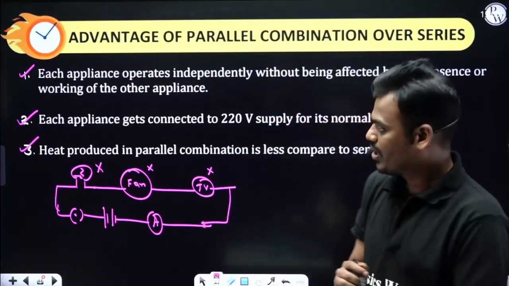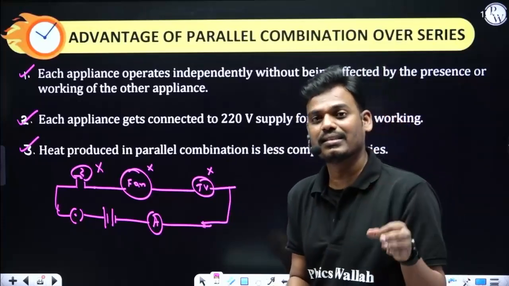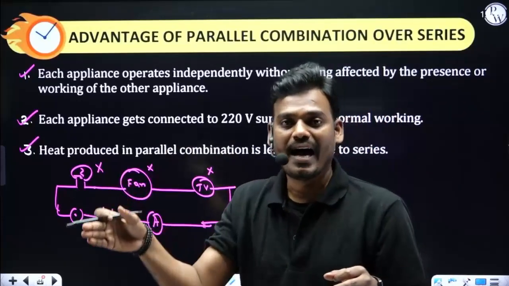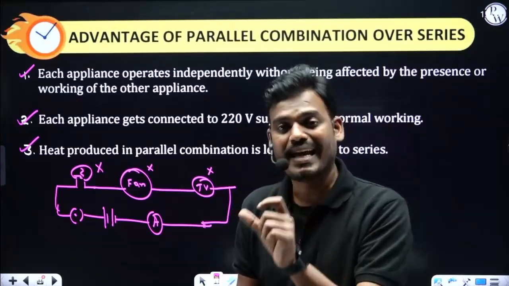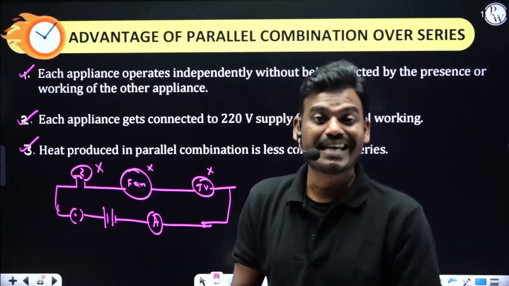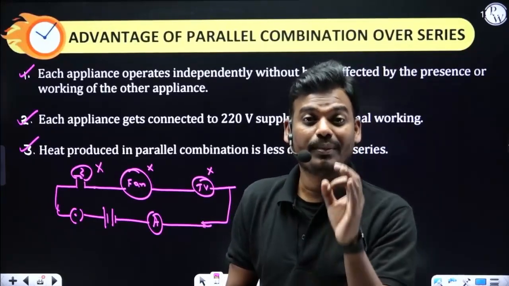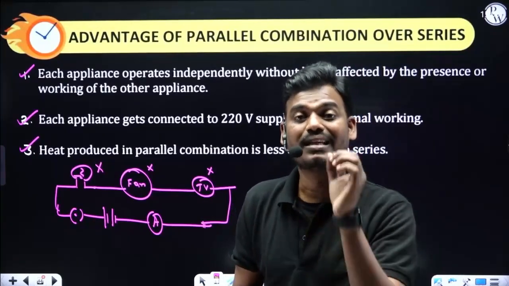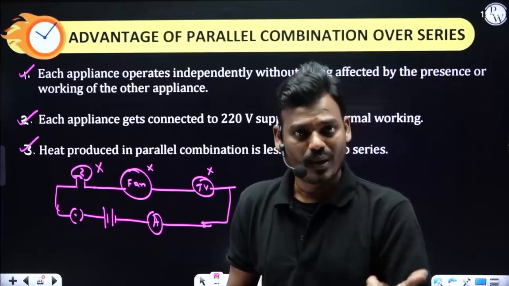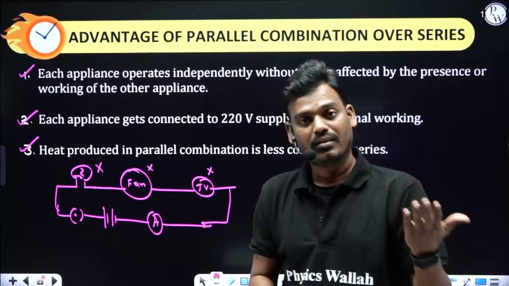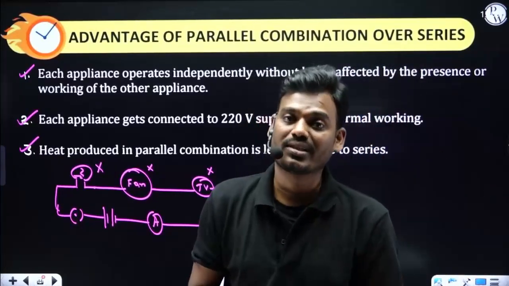The last one: heat produced in a parallel combination is less compared to the series. Why? Because the effective resistance, or total resistance, in a series combination is more than the largest resistance used in the circuit. Whereas in a parallel combination, the effective resistance will be less than the least individual resistance used in the circuit. Hence, less resistance means the heat production is also less. If resistance is more, the heat production is also more.